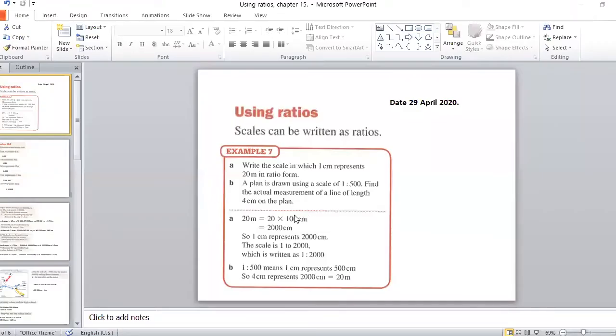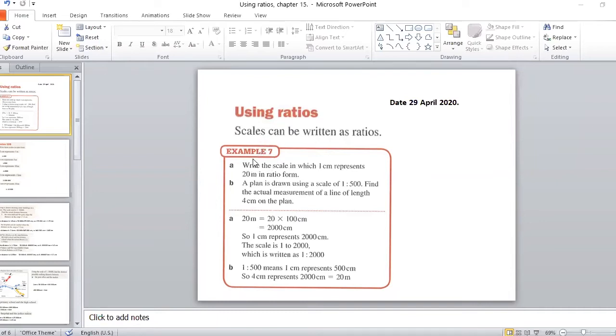Good morning. The new topic is using ratios. This is the last topic for chapter 15. It is related to the topic we explained yesterday, scales. Remember, scales can be written as ratios.